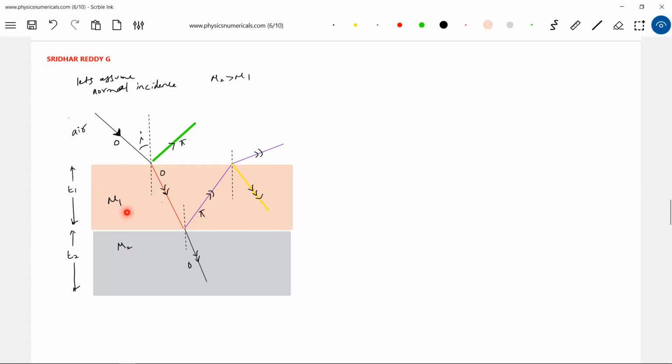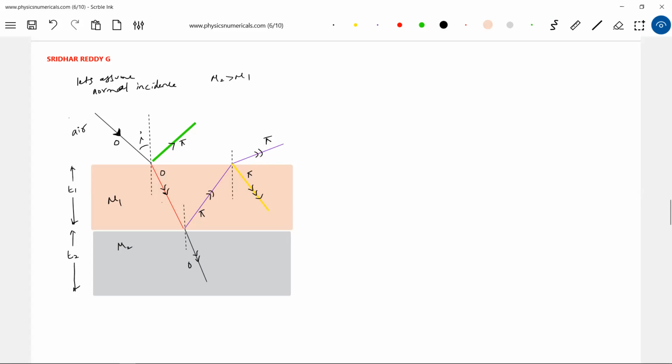If mu2 is less than mu1, this will be 0 because the ray will be reflected by a rarer medium. Now, since mu2 is greater than mu1, this ray will have a phase change of pi radian. Now, come again for this. Here it is reflected by a rarer medium, so there is no phase change. Due to transmission, there should not be any phase change.